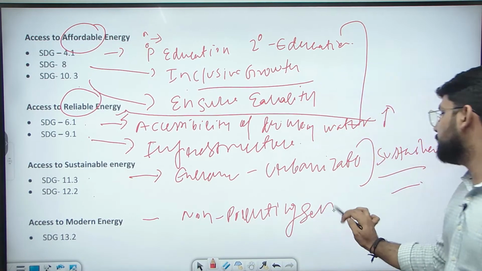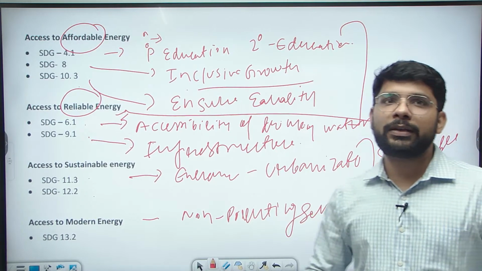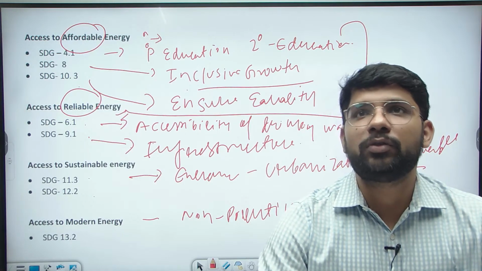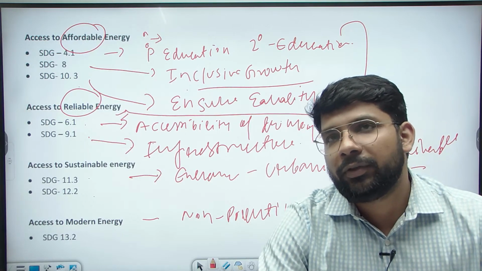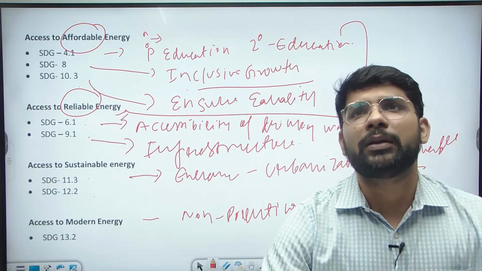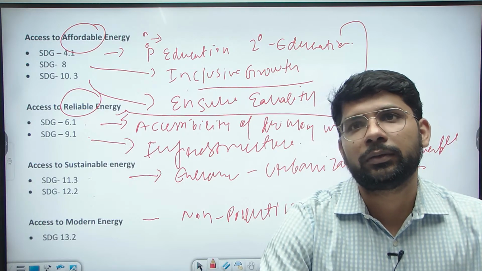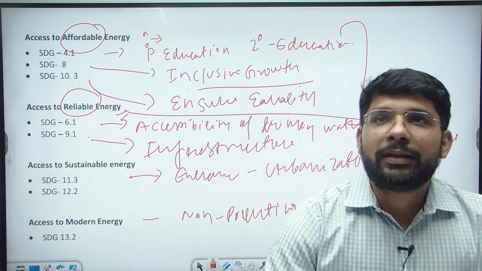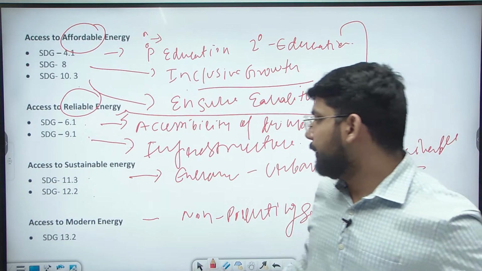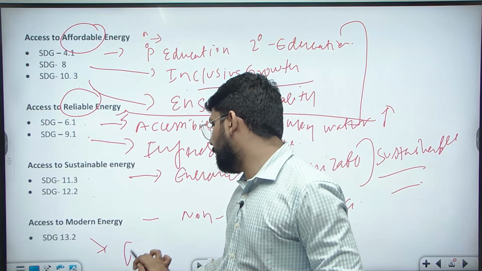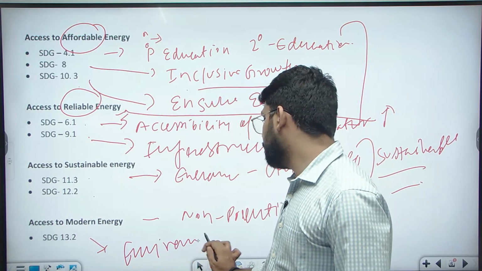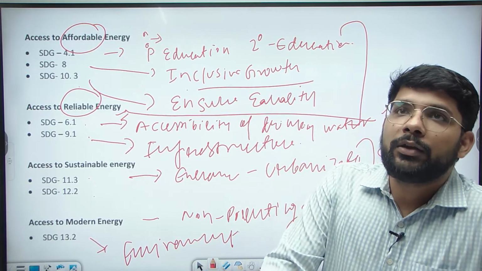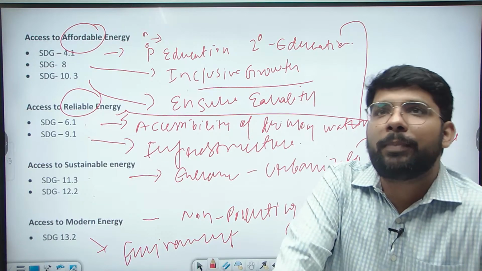Access to modern energy means access to a non-polluting source of energy, the renewable kind. It may be wind energy, hydro energy, or energy from hydrogen. Access to modern energy means less impact on the environment, because we are using renewable energy, which has no impact on the environment.